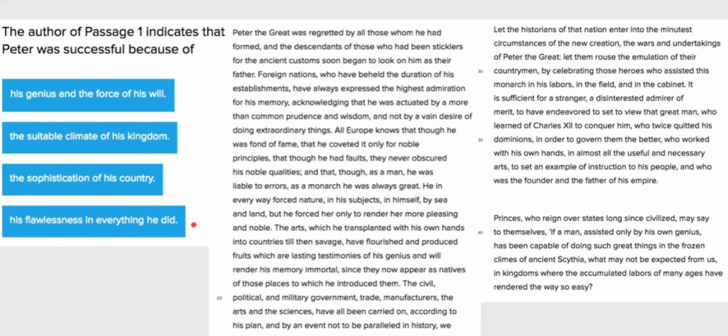So why was Peter successful? Well, I know from reading this passage that the author believes that Peter the Great was successful, but not that he was perfect. As I scan through the first paragraph, I can actually see that it says that though he had faults, they never obscured his noble qualities. So that's basically saying, and it says he was liable to errors. So certainly not flawless. So we can eliminate that.